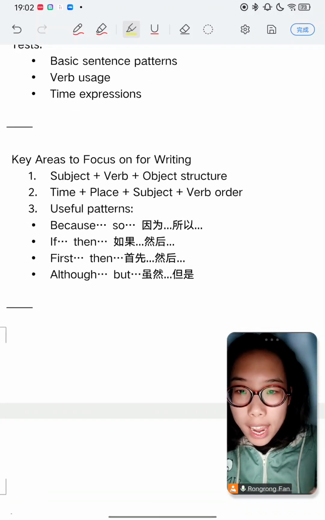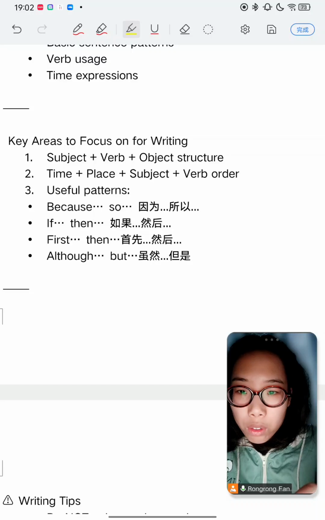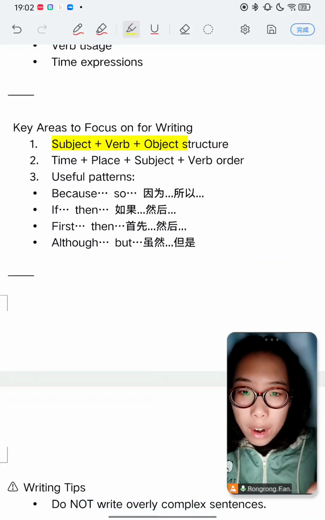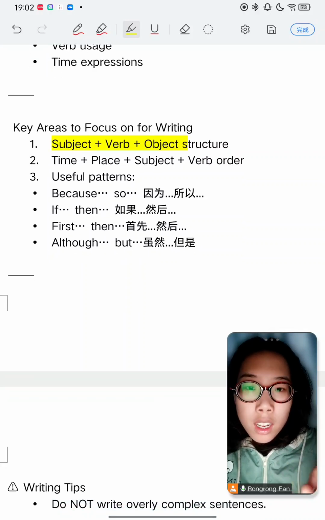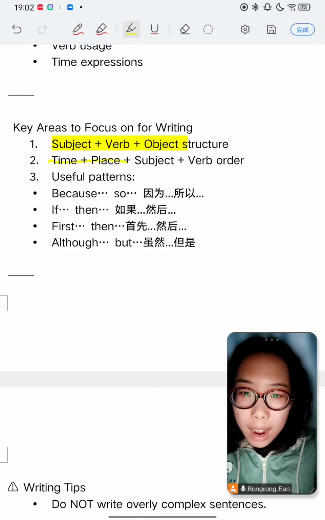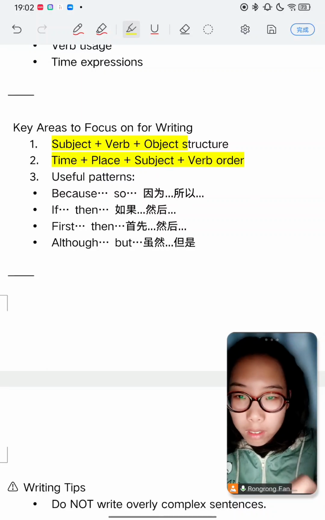And I have some key areas to focus on for your writing. First of all, you should know this structure: subject plus verb plus object. It's the very easiest structure, in English and at the same time in Chinese, you should know about it. The second is the order of time plus place plus subject plus verb.